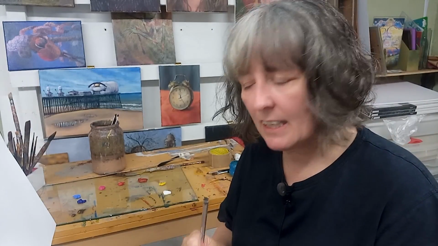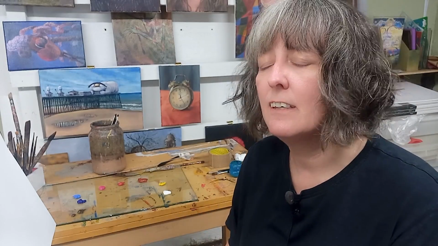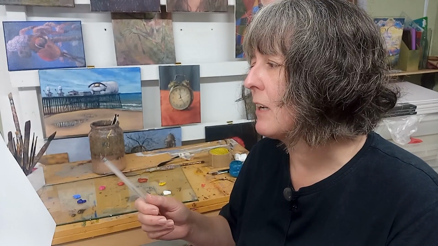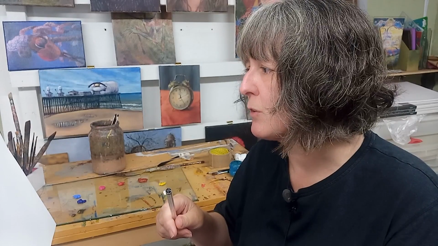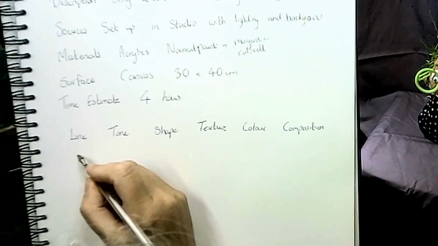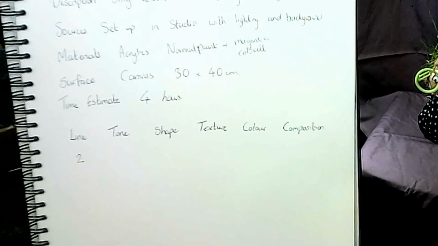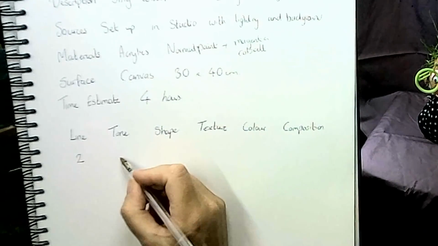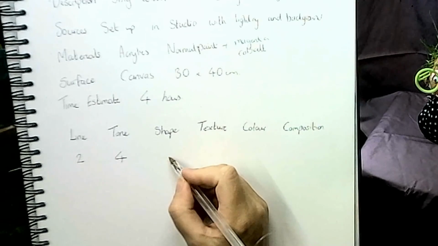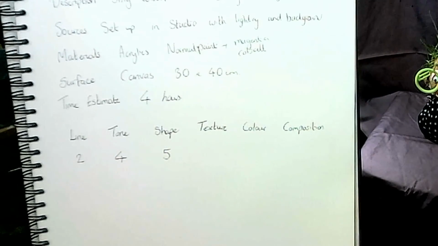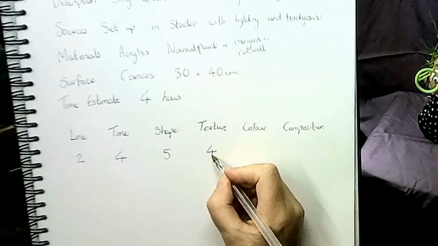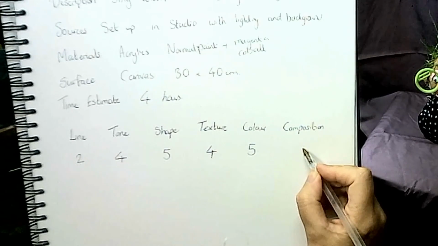Okay. So last time I asked you to guess what the numbers are going to be on the fundamentals. This time I'm just going to write them on, and I want you to think about why I've chosen those numbers. So line, 2, tone, 4, shape, 5, texture, 4, colour, 5, composition, 3.